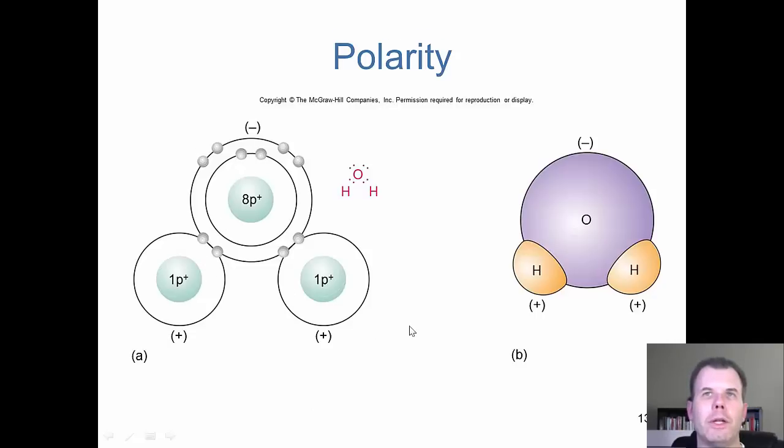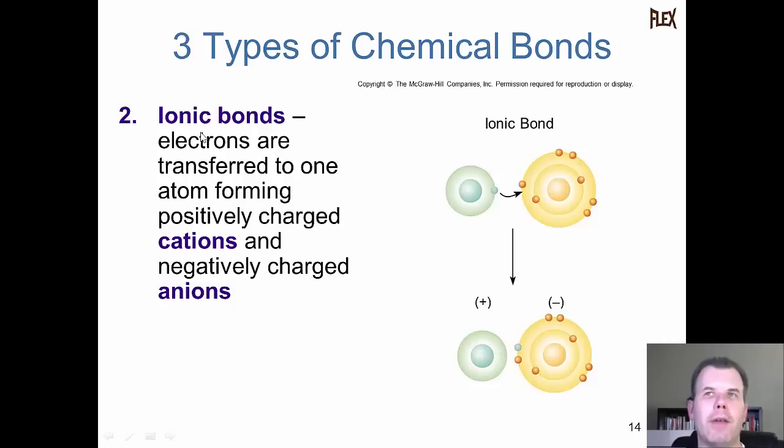Okay, but that's polarity. Now the second type of bond is the ionic bond. In this situation, we're not talking about sharing, but we're talking about donating and accepting. If you remember when I was talking about the sodiums and the magnesiums, they always have an extra one that they want to get rid of. And the chlorines and the fluorines and those guys, they always have a space where they want to take one from someone.